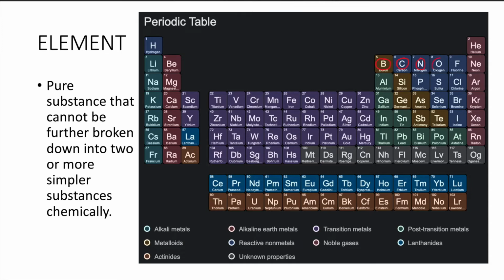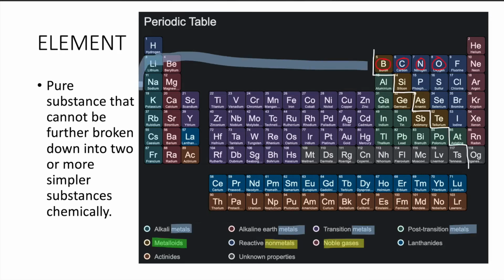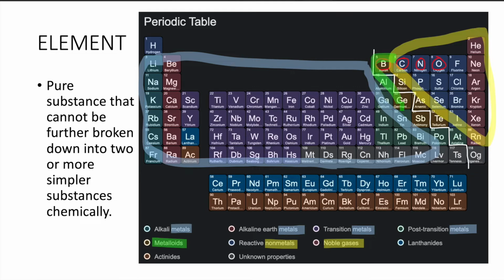And elements can be classified into metals, non-metals, and some metalloids. So the metals will be on the left side of this line, the non-metals will be on the right side of this line, and the metalloids will be somewhere along the middle. It's not too crucial at this point to know all the examples of the metalloids.